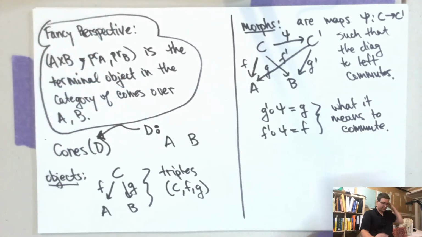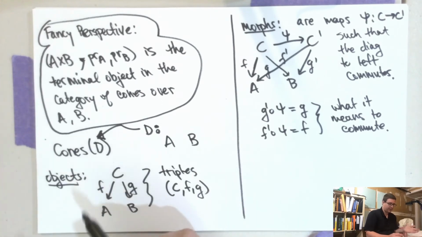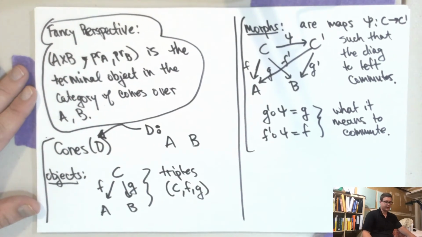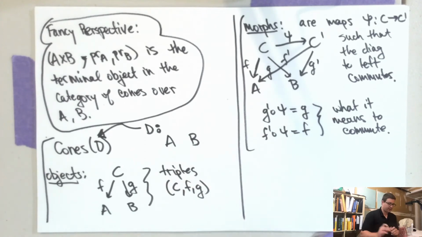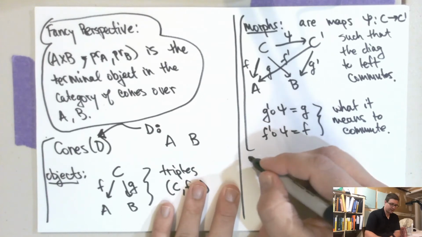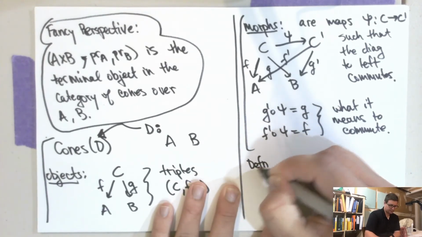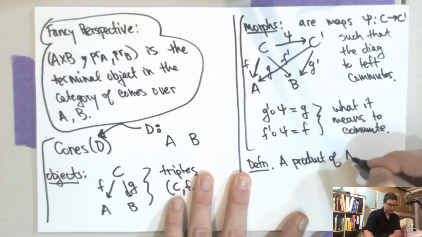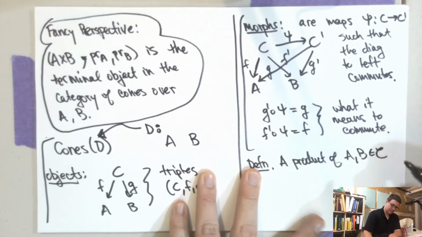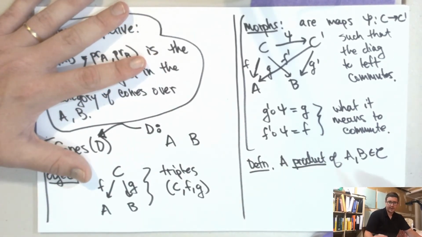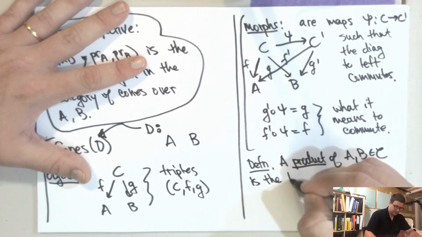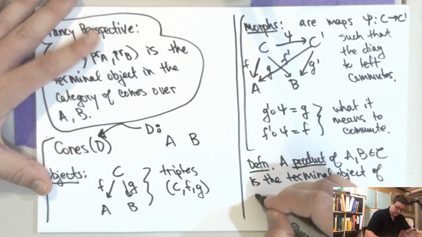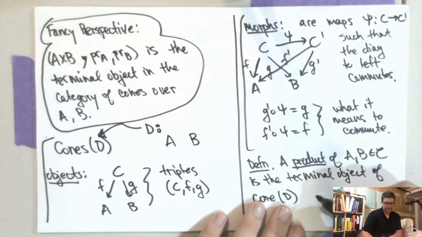All right, so now we have a category. This is the category of cones, right? Where we have these two things. So this is the fancy perspective on what a product is, okay? And the definition is: a product of A and B is the terminal object of the category of cone D, whenever it exists.